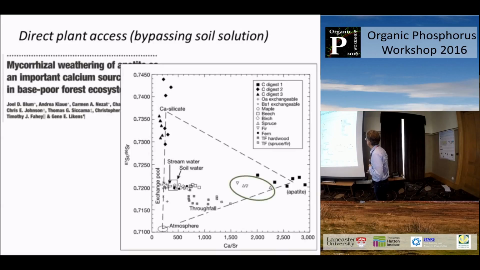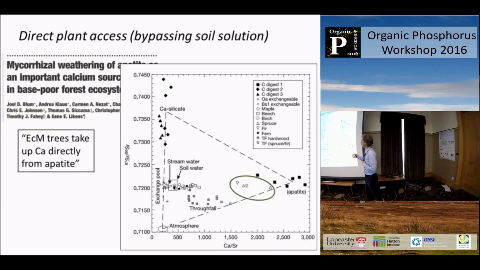And if you look in detail, then you see, these are separated, those three species. So these are the leaf data from all the other leaf data. And this is the apatite. So it's getting very close to the apatite. So the conclusion is those trees, they get a lot of the calcium from the apatite. And because apatite is distributed randomly into the soil, there must be a direct access bypassing just the soil solution to it. And that is what the authors concluded.